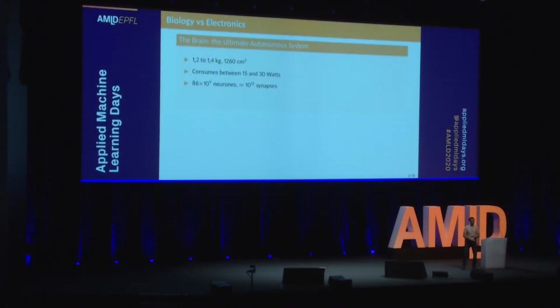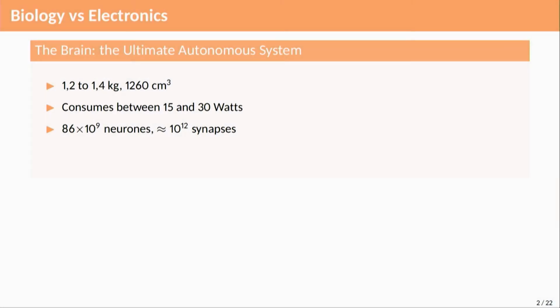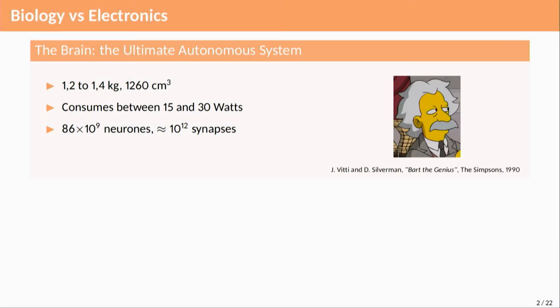So we first start with a small comparison to see where technology is today. If we look at the brain, it weighs a bit more than a kilo, fits in a bit more than a liter, consumes between 15 and 30 watts, and has a huge number of neurons. That's something that works pretty well.